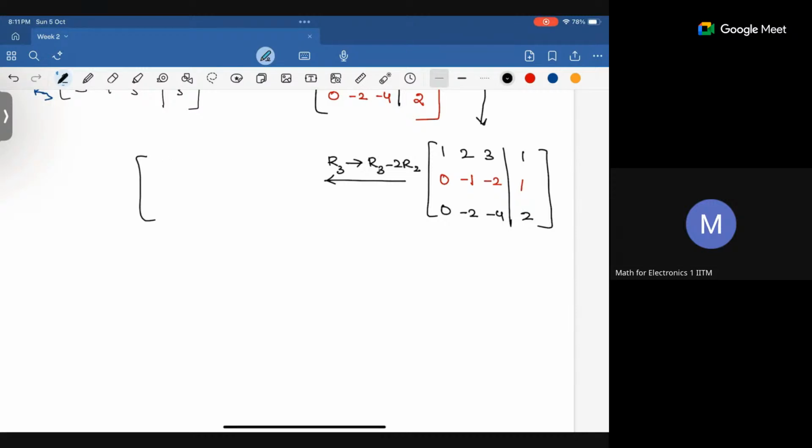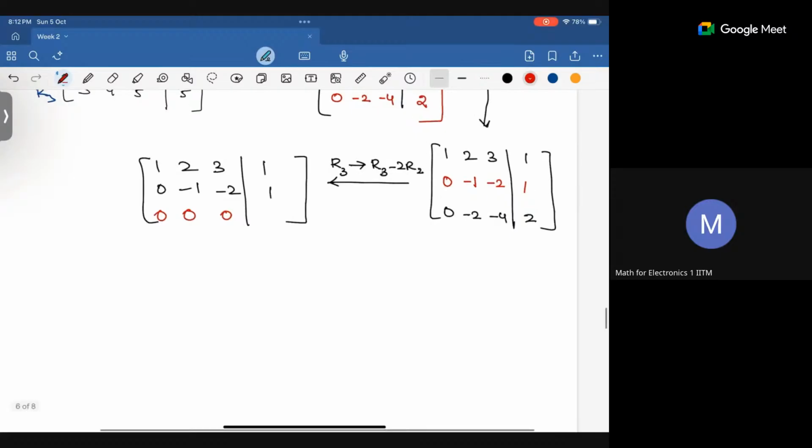If I do that, this will be 1, 2, 3, 1, and 0, minus 1, minus 2, 1. And then this will be 0. This will be 0. And the third entry will be minus 4 minus 2 times minus 2, which is minus 4. So minus 4 minus minus 4 will become 0. Similarly, 2 minus 1 times 2 is again 0.